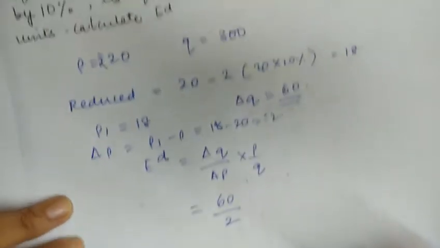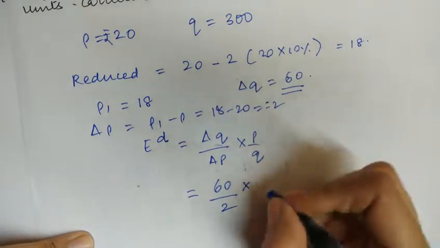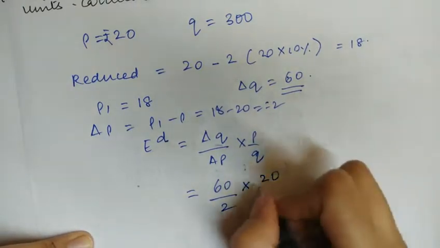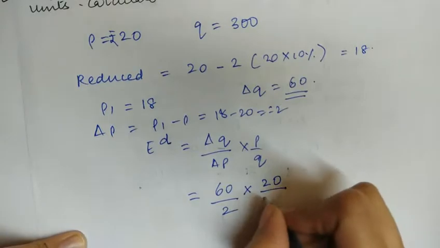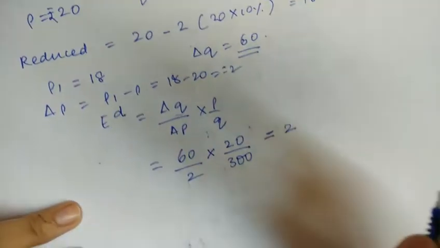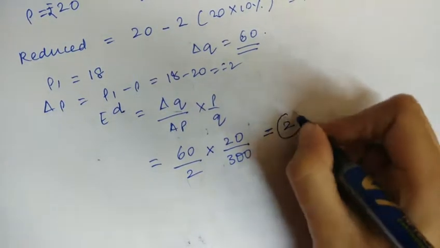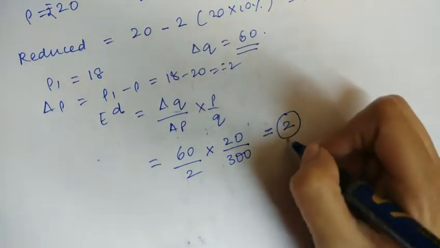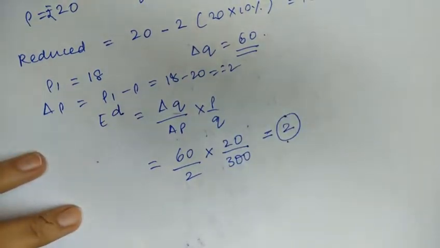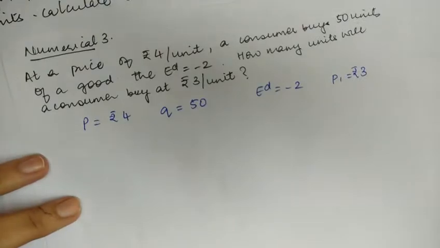We are ignoring the negative sign again. Into P. P is the original price, which is equal to 20. Q is the original quantity, which is equal to 300. And we again get 2 after calculating this. Therefore, we say that the elasticity of demand for this commodity is very elastic. Now, let us move on to the numerical examples.